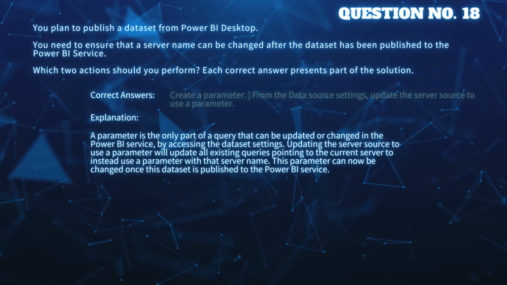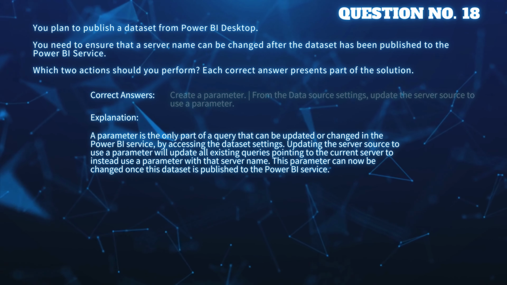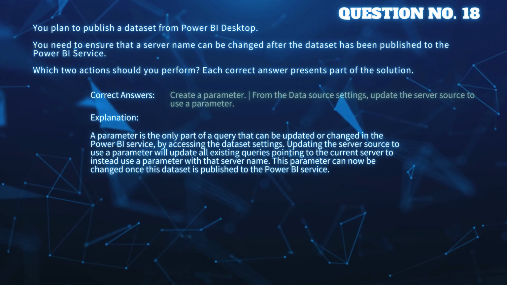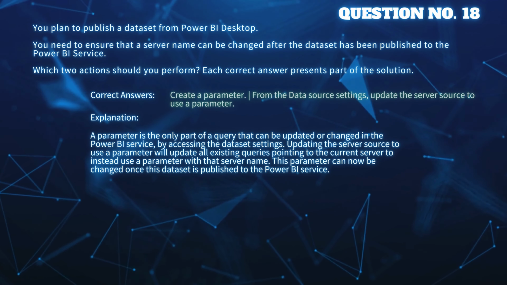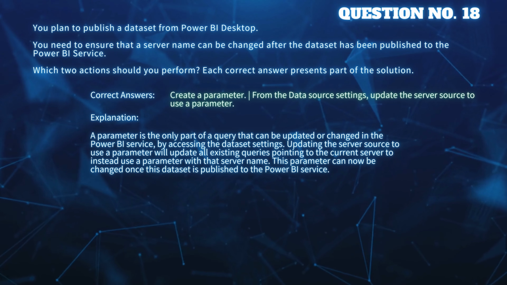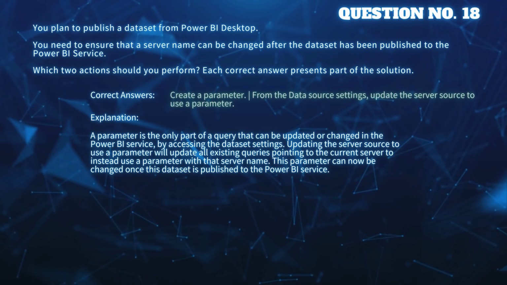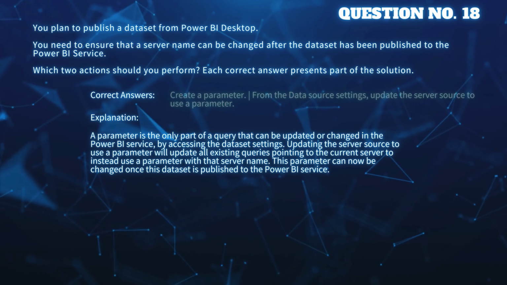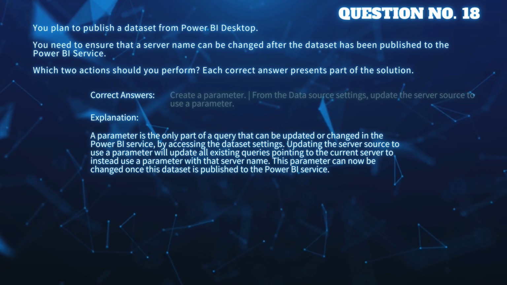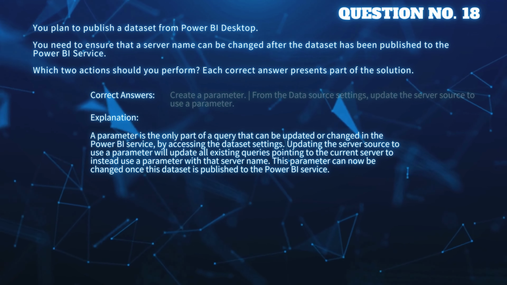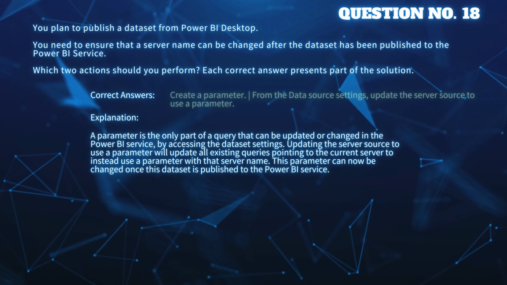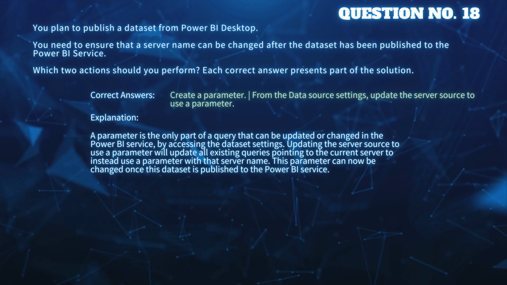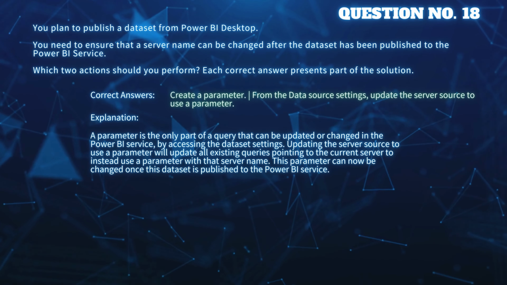Correct answers, create a parameter. From the data source settings, update the server source to use a parameter. Explanation, a parameter is the only part of a query that can be updated or changed in the Power BI service, by accessing the dataset settings. Updating the server source to use a parameter will update all existing queries pointing to the current server to instead use a parameter with that server name. This parameter can now be changed once this dataset is published to the Power BI service.